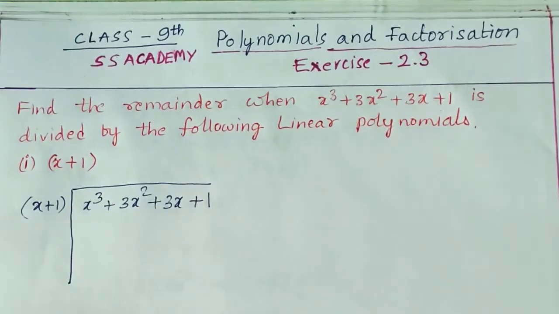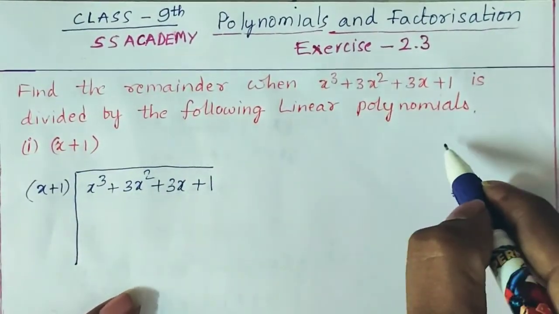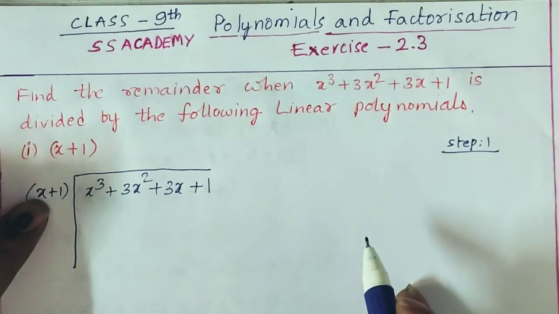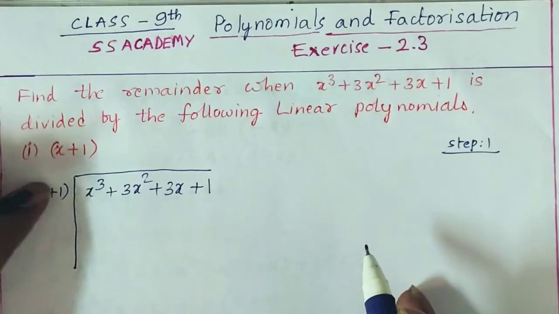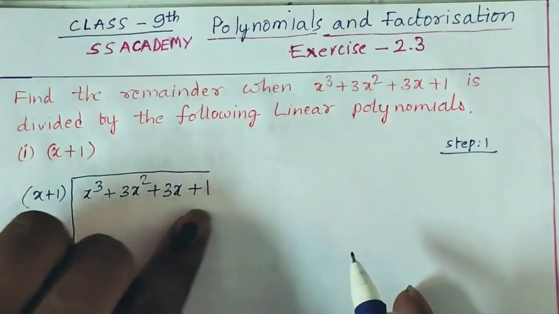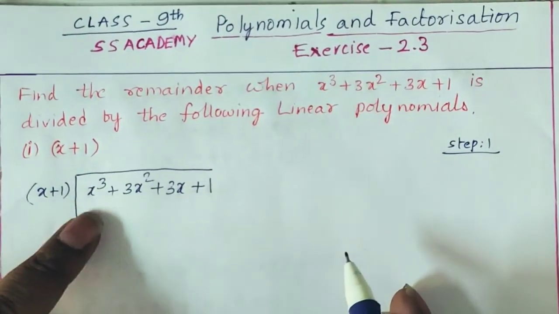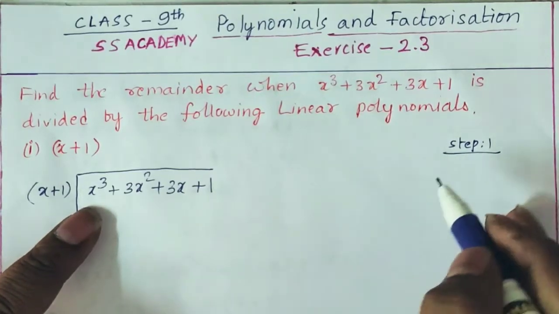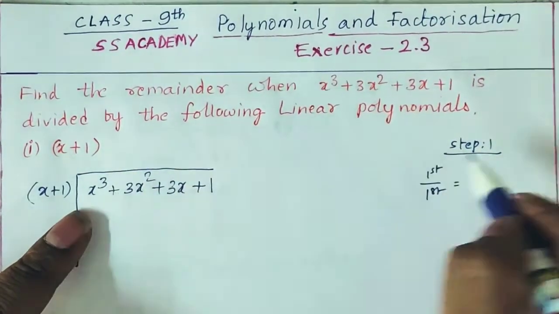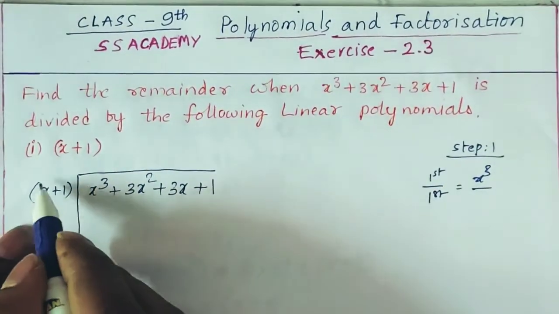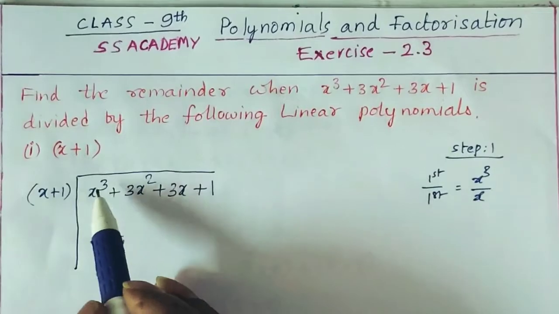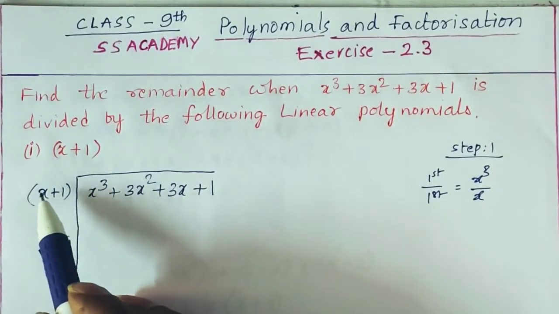So what you need to do is, step 1. Step 1 is that you have to take the first term in the divisor. Here x plus 1 is the divisor, and this is what you call the dividend. So you take the first term in the dividend. What is the first term here? The first term in the dividend is x cube and the first term in the divisor is x. So you have to divide the first term in the dividend by the first term in the divisor.